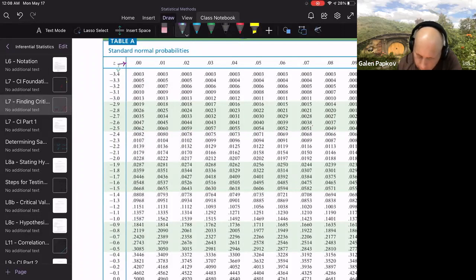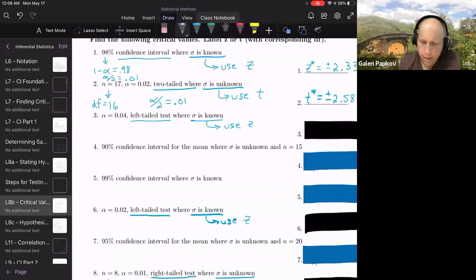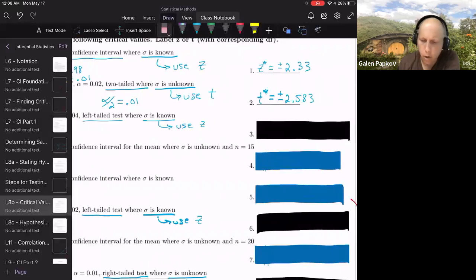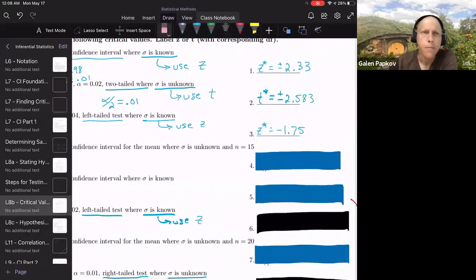0.04, 0.04. I see a 0.0401 there, and that corresponds to negative 1.75. And then I think, okay, well, is this a left-tailed or a right-tailed test? Just reviewing again, it says that it's left-tailed, so we do want to keep the negative sign. And this is Z star equals negative 1.75. Let's jump to 6.